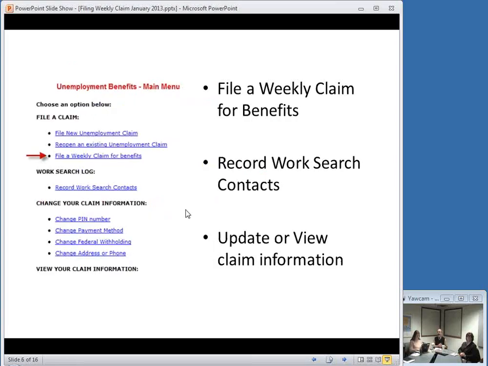If they enter that information and it matches, it brings up the main menu. And what we're going to file here is a weekly claim for benefits. We'll address also this recording the work search contacts. These have been requirements that people make these job contacts, and as of December 2nd, we're requiring that it be recorded online.